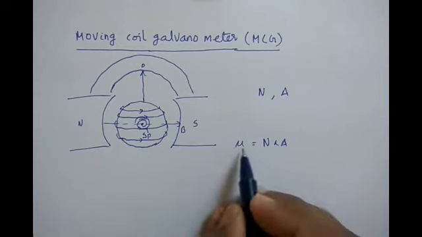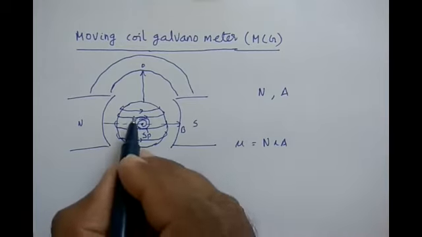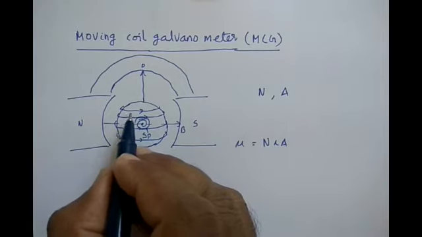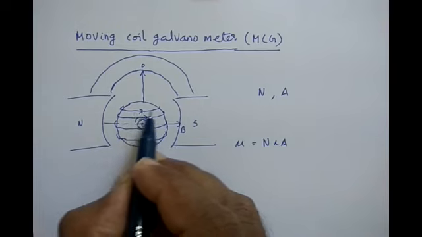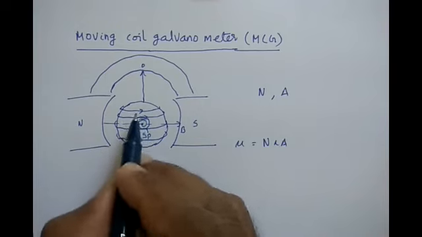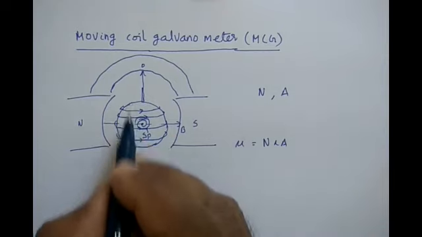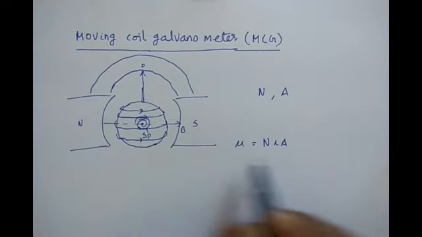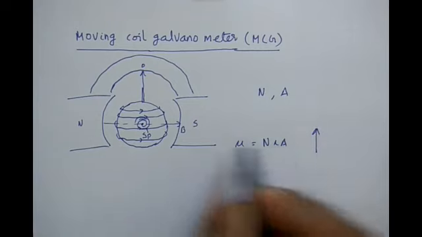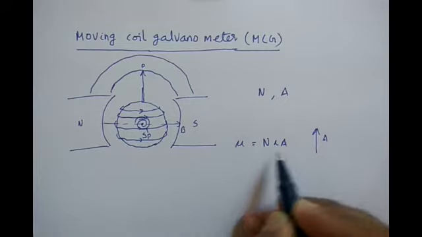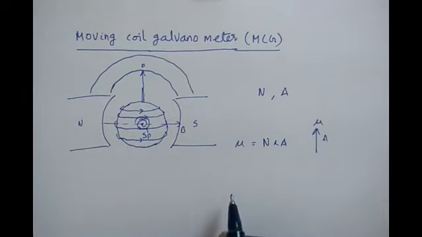The direction of the magnetic moment will be along the area direction, and you can get the area direction by the curling rule. You curl your fingers along the current direction, then the thumb gives the direction of the area. For this case the area will be acting upwards. So this is the direction of area for this case, and along the same direction your mu also acts. This is your mu direction.